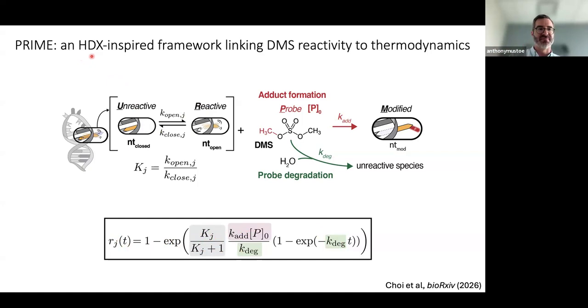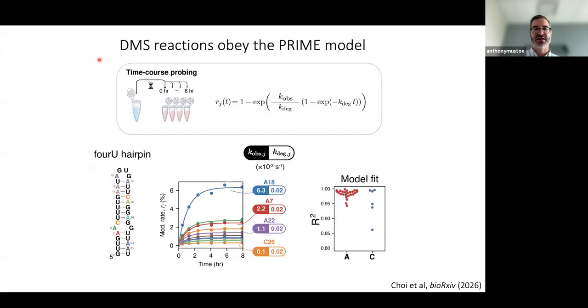And so this is, I forgot to mention, basically directly inspired by the frameworks that are used to interpret hydrogen deuterium exchange experiments in protein biochemistry. So what Edric did to first test this model is he did a time course DMS probing experiment where basically, you start a DMS probing experiment and then quench at different times and then measure the modification rates. And you get these nice curves here that fit beautifully to this reactivity model here.